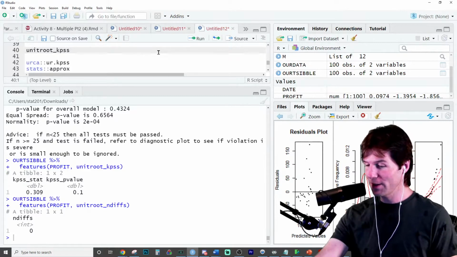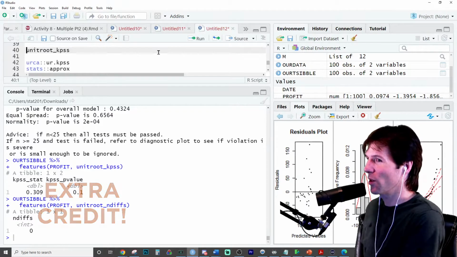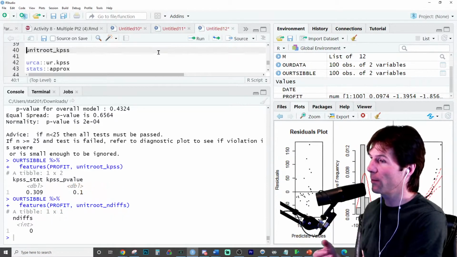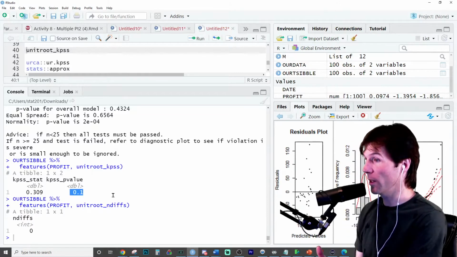Hey, Kayla, great job. So we don't need to do it. That's not a p-value right there. That is how much unit root differencing we're doing, and since there's not an issue, we don't need to do it.